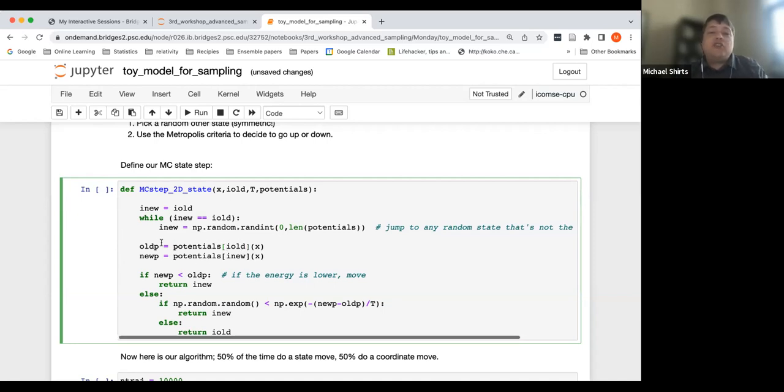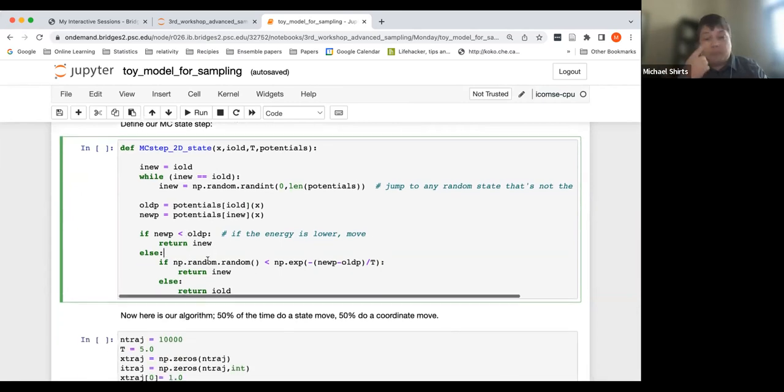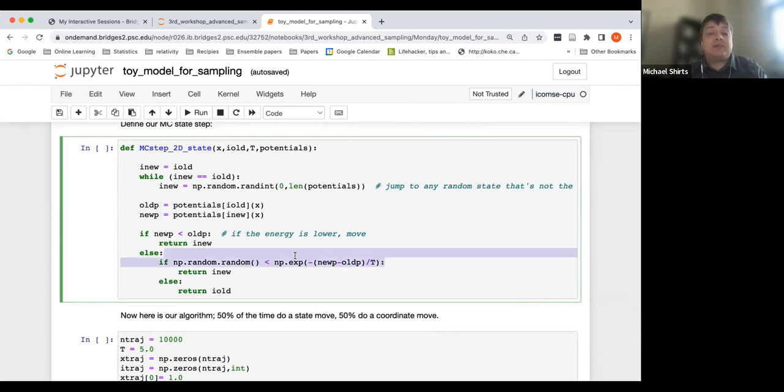And our new energies will be the energy of the new potential. So if we switch to another potential and the energy drops, then move, else use that same rule. Notice this line is exactly the same. You're using the same rule. It's just that our old and new are from different potentials.